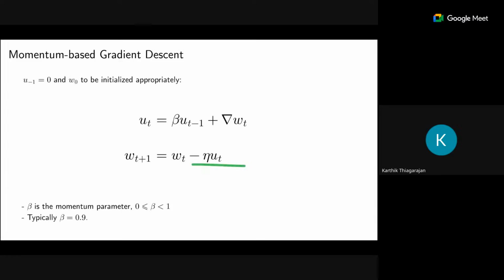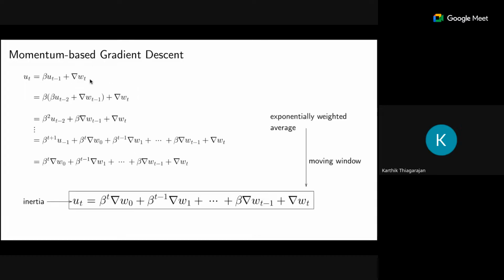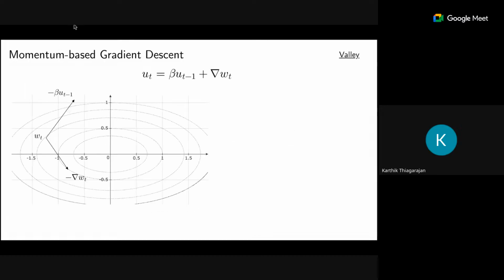Minus eta times ut. So what we are doing is we are moving in the direction of minus gradient of wt minus beta ut minus 1. Okay, so it's like two minuses here. That's what I've written here as minus beta ut minus 1 and minus grad w. So you have to add these two. That's the effective direction in which you are moving. So if you add them, notice what happens.